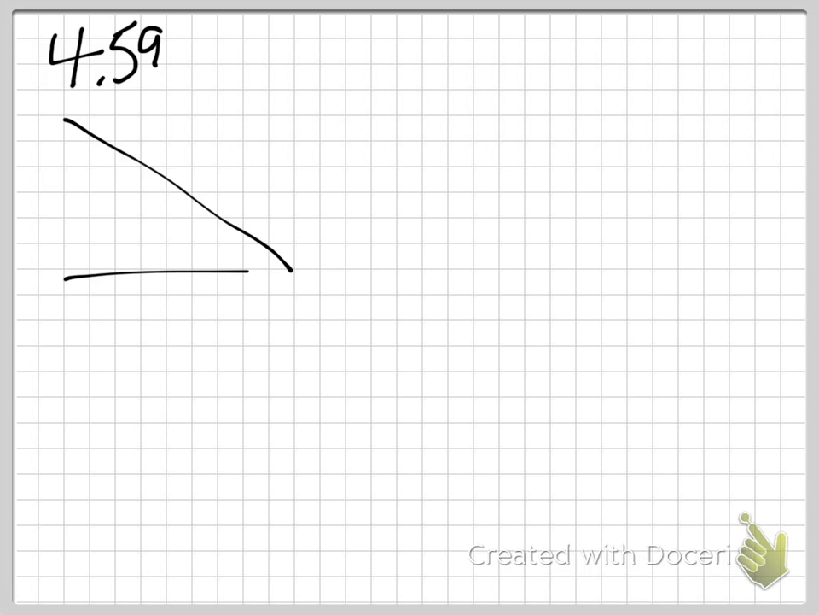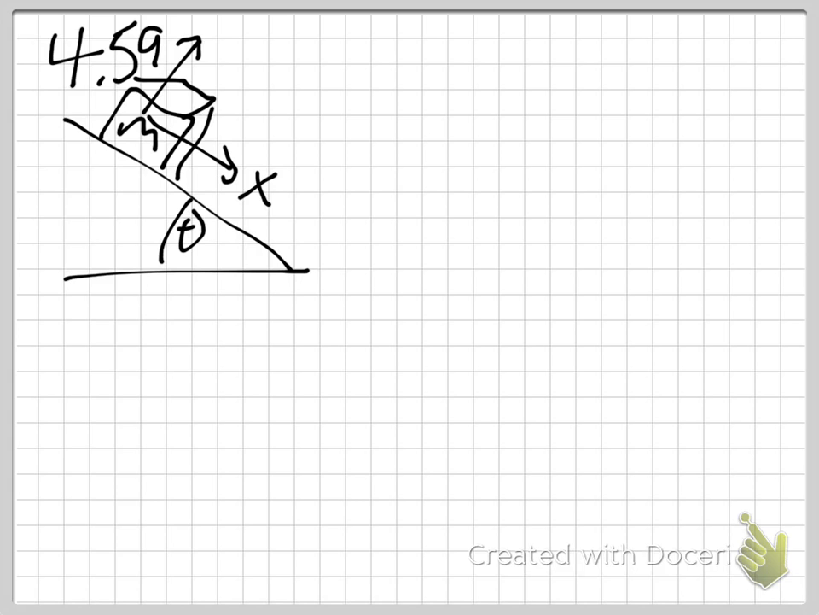All right, this is problem 4.59. It's an inclined plane, angle is theta, and it's a crate on it that has a mass m. In the picture they show the y-axis there and the x-axis there.